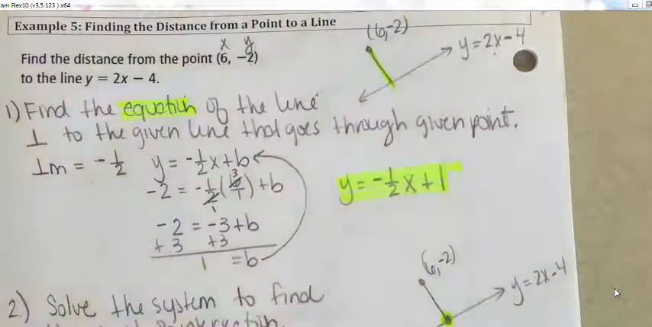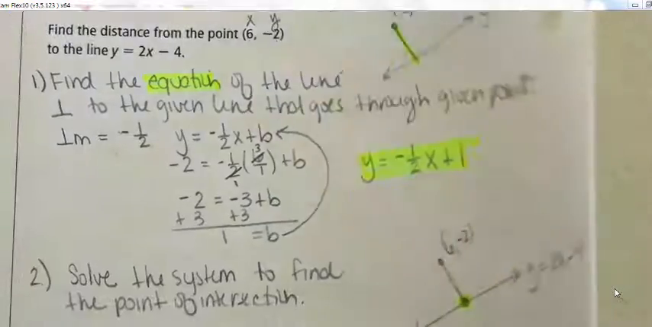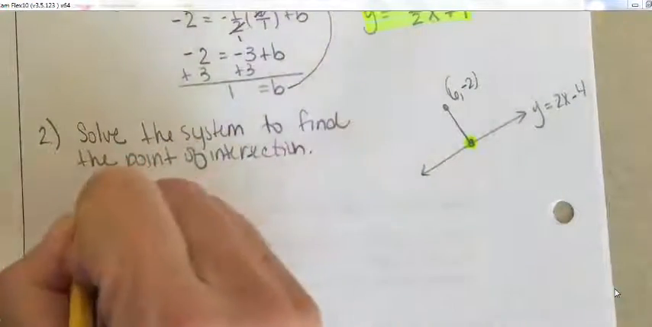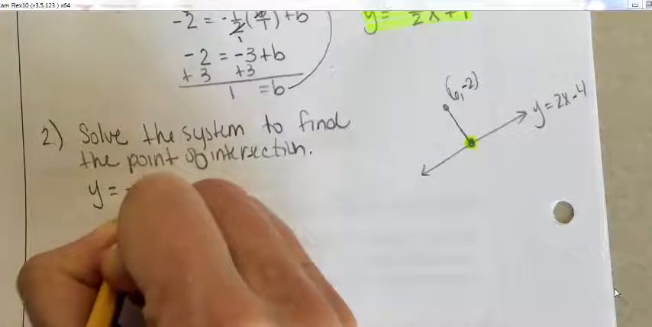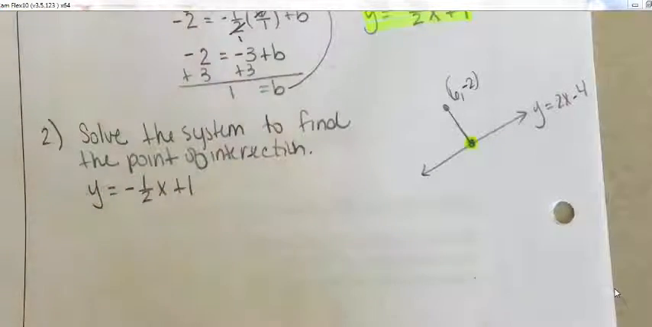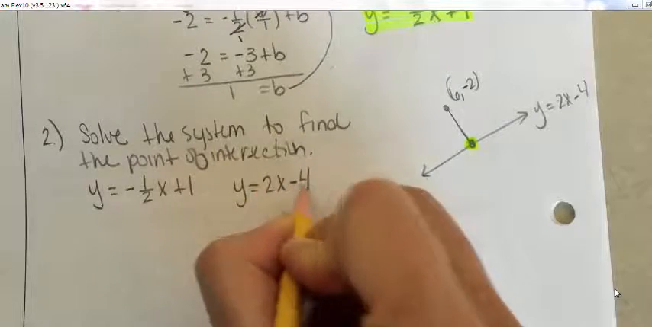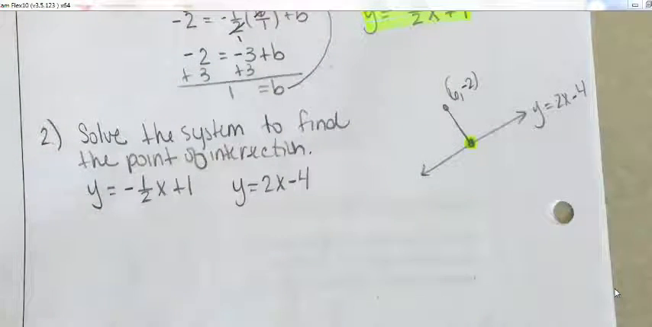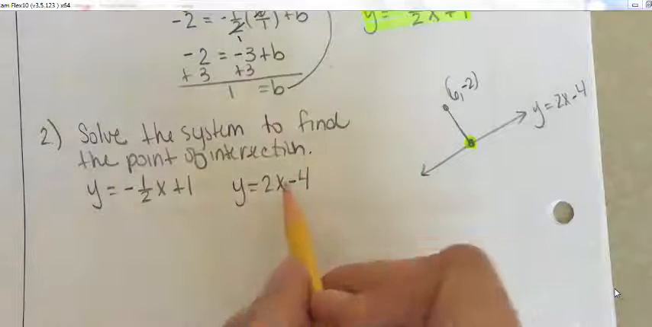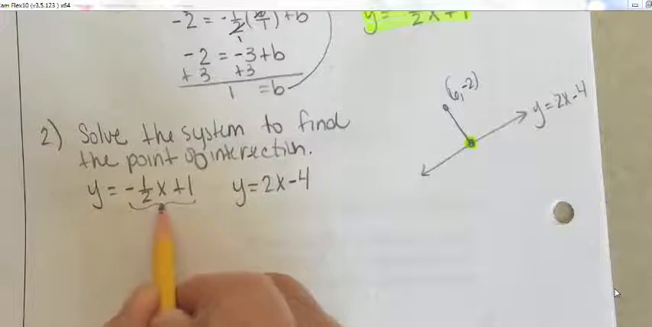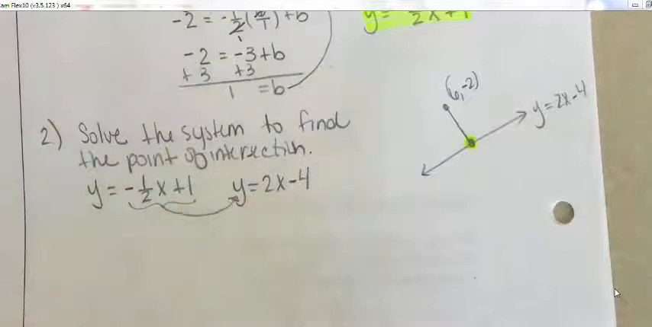And I can either graph them and find the point of intersection, or use substitution to solve, or there's also the combination method, but we'll save that for next year. So we got y equals negative 1/2 x plus 1. That's one of my equations. And the other one is y equals 2x minus 4. That's the original equation. Well, they both are equal to y, so I'm just going to plug one of these into the other one. So how about I plug this value of y in for that one?